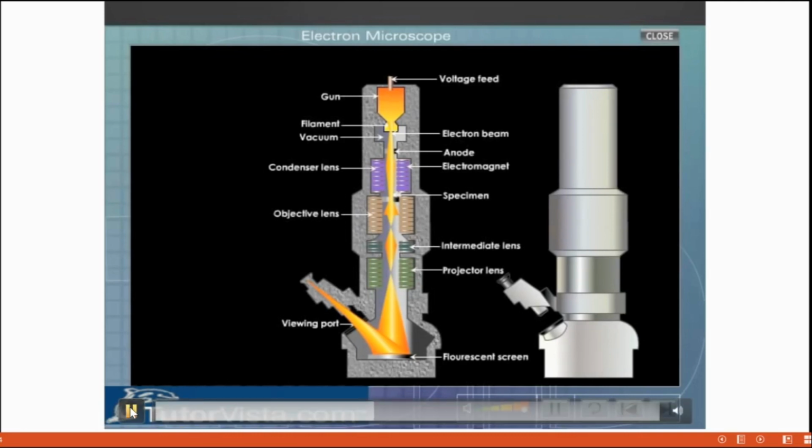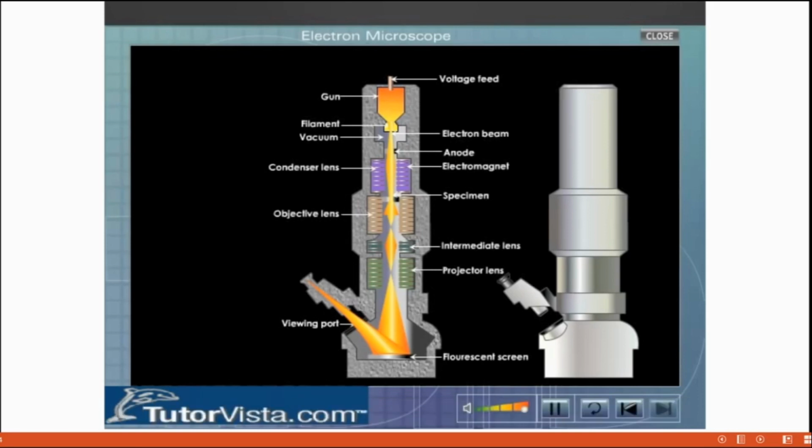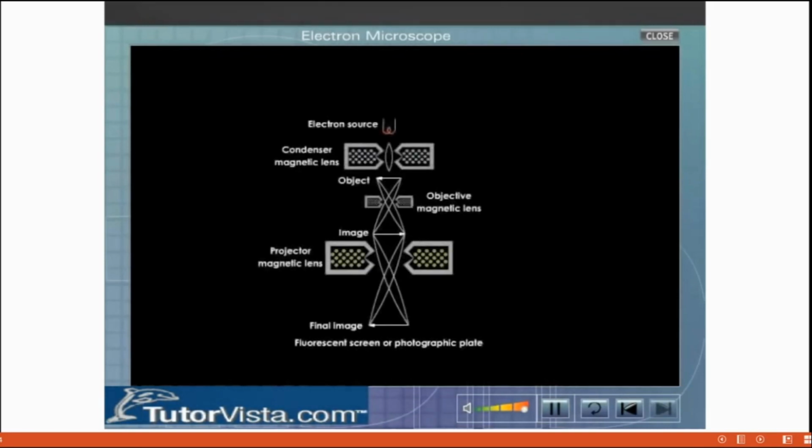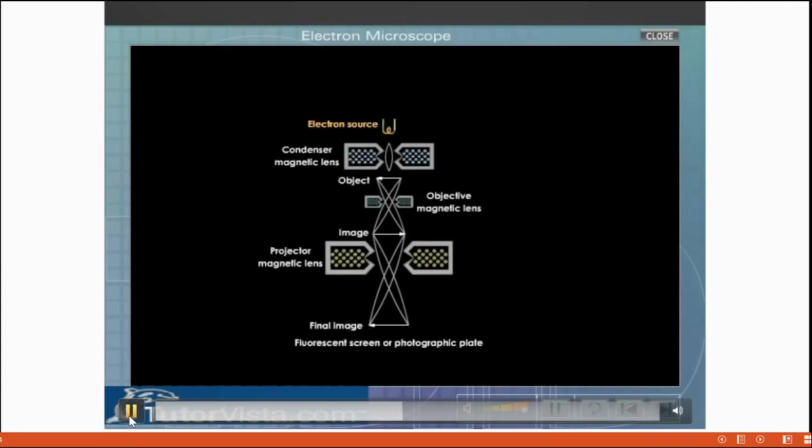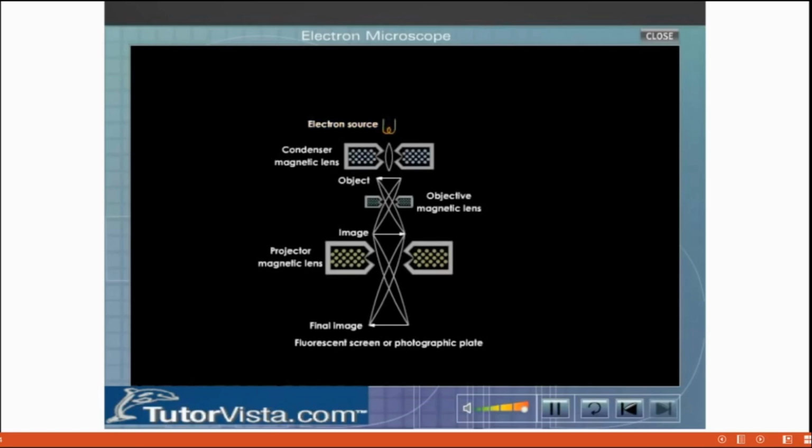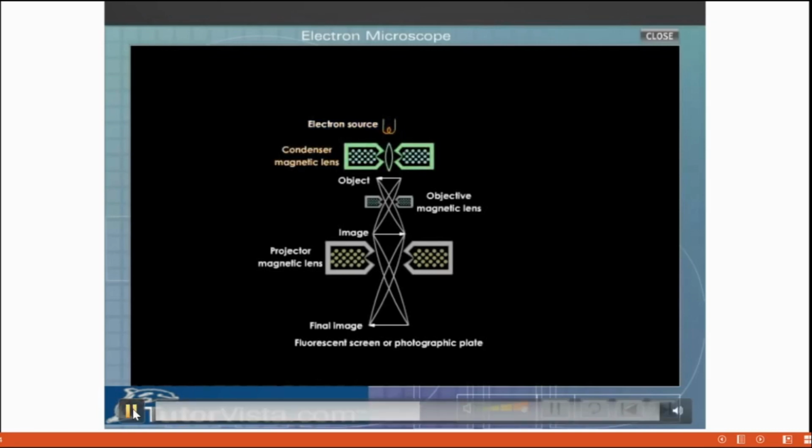The basic steps involved in the working of all electron microscopes can be understood with the help of this schematic representation. The electrons emitted from the hot filament of the electron source are accelerated by high potentials. The condenser magnetic lens concentrates these electrons. The object to be viewed is placed on a special holder. The concentrated beam of electrons is made to strike the object to be viewed. The electrons get partially absorbed by the object.